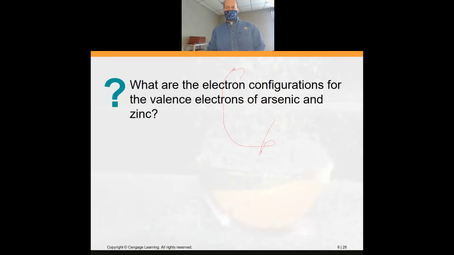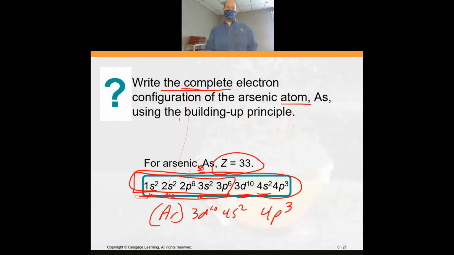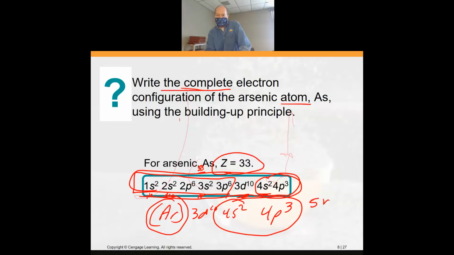All right, so electron configuration and valence electrons of arsenic and zinc. We just did arsenic. So remember, the valence electrons are the S and P electrons past the noble gas core. The noble gas core is argon. The S and P electrons are the 4s2 and the 4p3. So there are 5 valence electrons in arsenic.